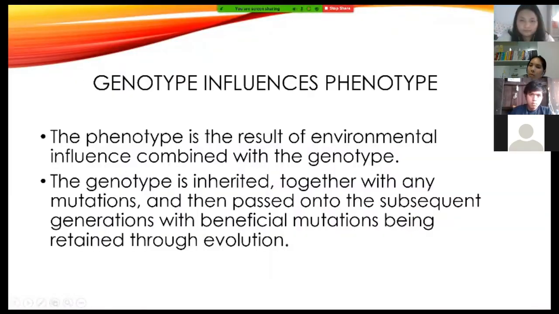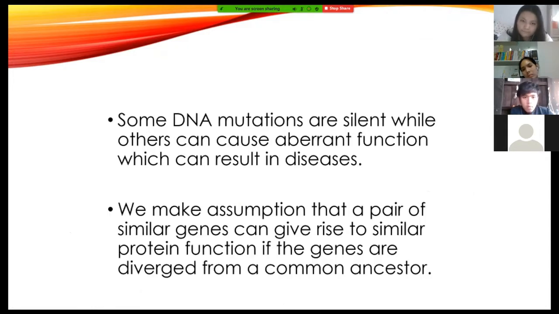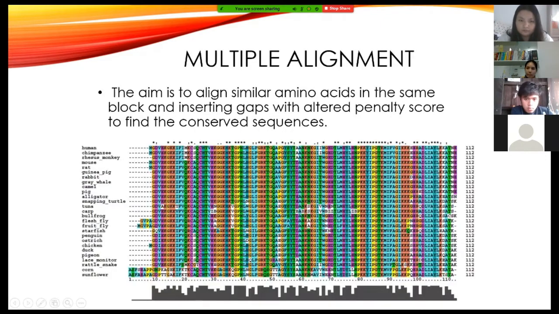In a nutshell, the phenotype is the result of environmental influence combined with the genotype. Genotypes with mutations are then passed on to subsequent generations, with beneficial mutations being retained through evolution. Some DNA mutations are silent, while others can cause aberrant function. So we assume that a pair of similar genes give rise to similar protein function if the genes diverged from a common ancestor.